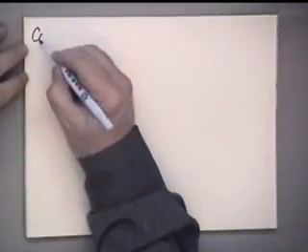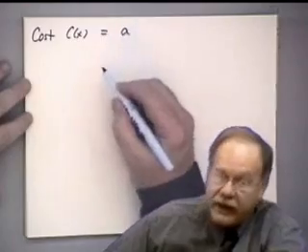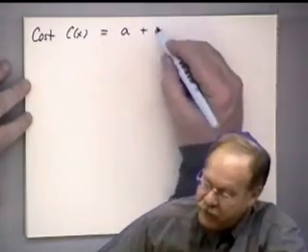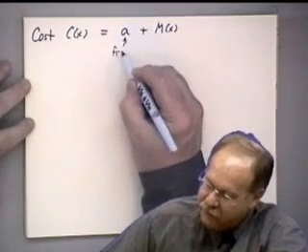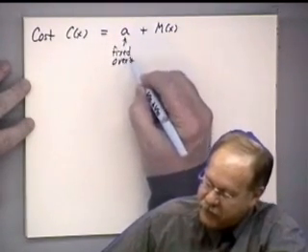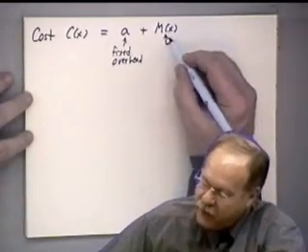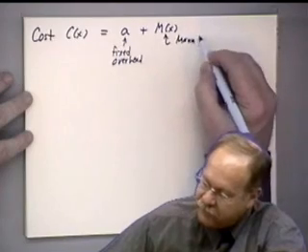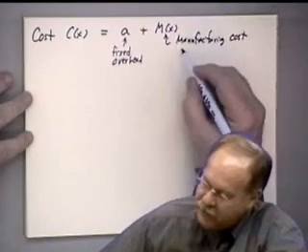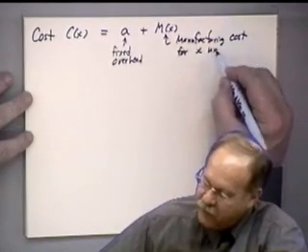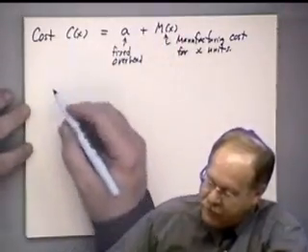We can say that cost, C of x, can often be written as a fixed overhead, A, plus M of x, say, which is a manufacturing cost. So this would be a fixed overhead, and this would be something you'd have to pay regardless of whether you produced even one unit, whereas the manufacturing cost, that depends on how many units. So this will depend for x units on how many units you have there. So that is the cost.